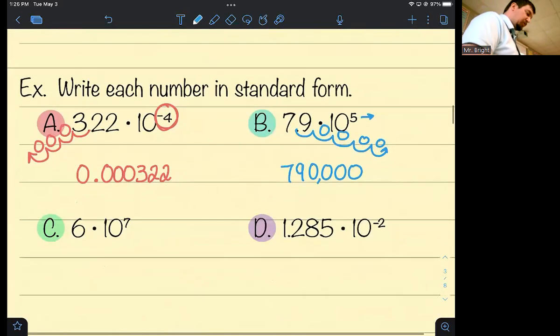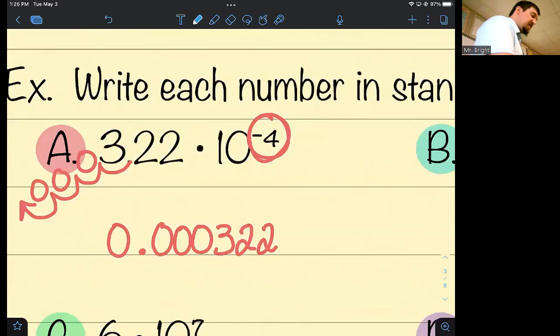Okay, so just to be clear on this, the exponent tells you what direction you're moving it. To the left if it's negative, to the right if it's positive, and the number of the exponent tells you exactly how many times. So we did move this one 4 times, but the first move was just to get around the 3. That means we need 3 more zeros.